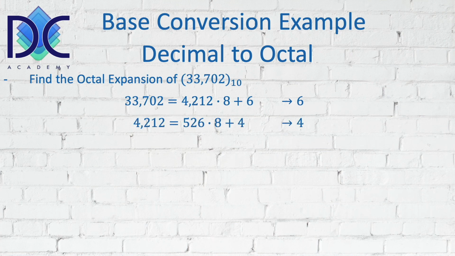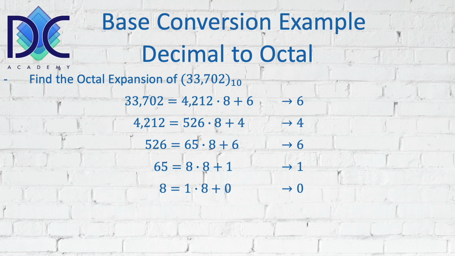Then we can write 4,212 equal to 526 times 8 plus 4, so the second number is 4. Then we have 526 is equal to 65 times 8 plus 6, which gives us 6 again. Then we have 65 is 8 times 8 plus 1, which is 1. And 8 is 1 times 8 plus 0. So basically we have 0 here.